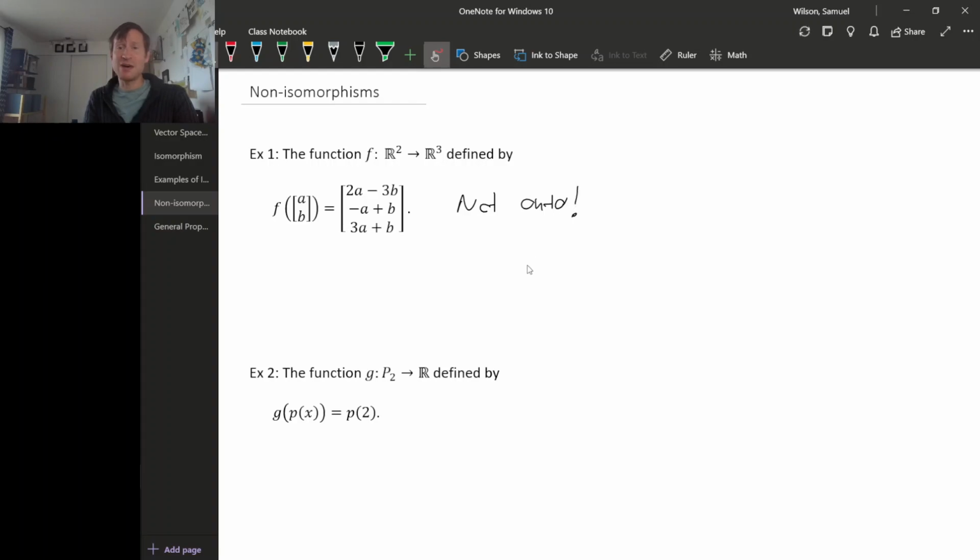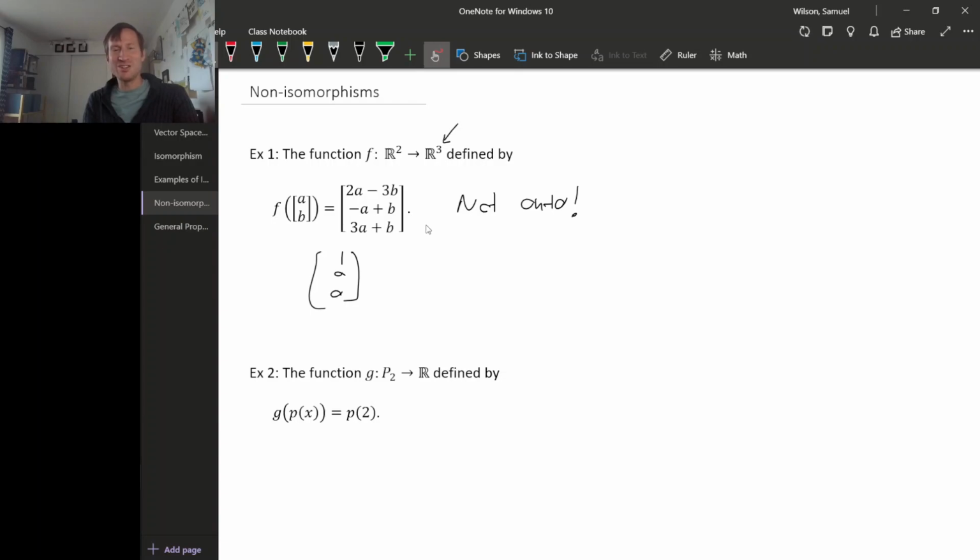So how do you check that? Well, if we can come up with a single vector in R3 that this function does not produce as an output, then that will show that this is not onto. And in fact, (1, 0, 0) is never output by this function. How could you show that?